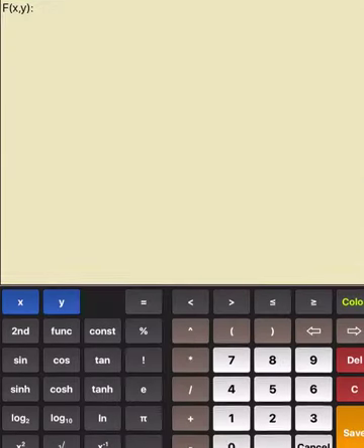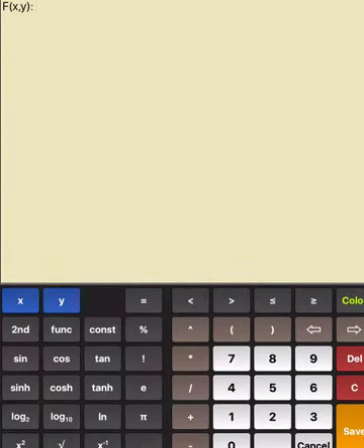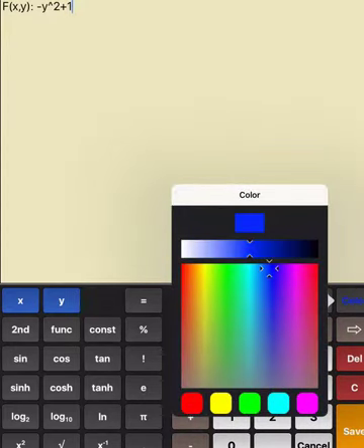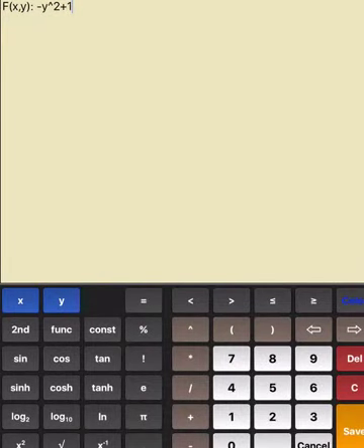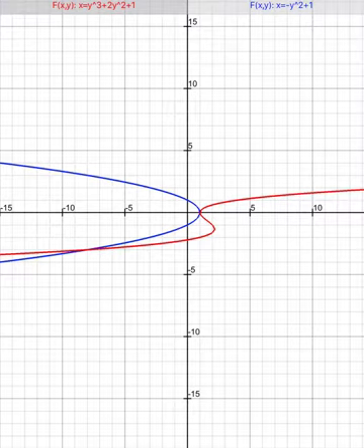And I'm going to do another implicit graph. I'm going to do negative y squared plus 1. So negative y squared plus 1. Do this one in blue. Oops. Oh, and I didn't put x equals there. So let me put that in there. So x equals, save that. And so there's my graphs.